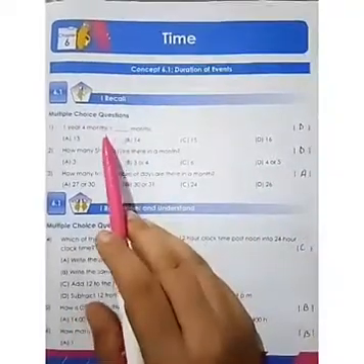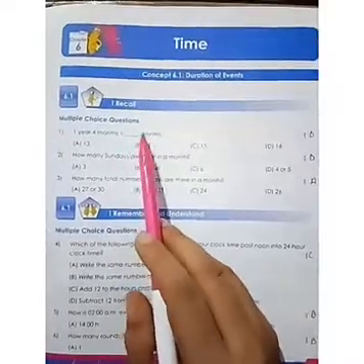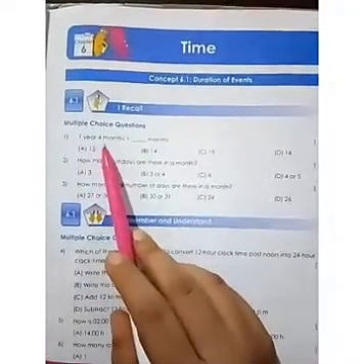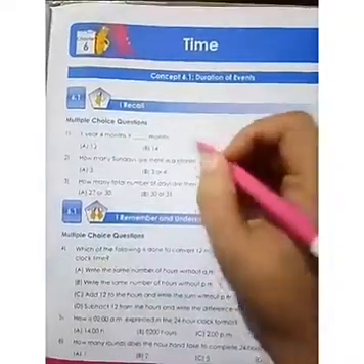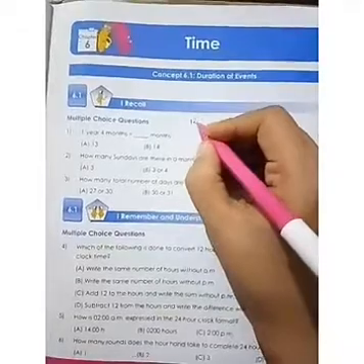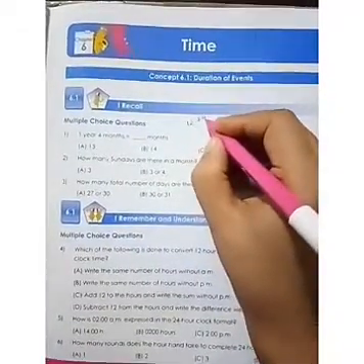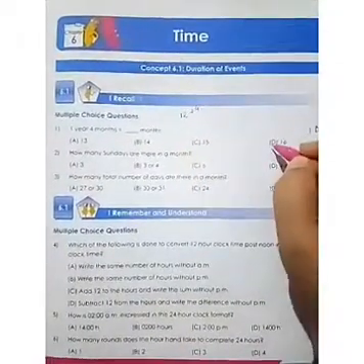So children, these are the questions from the chapter time in the workbook. Let us start the question. The first question is given here. 1 year 4 months equal to how many months? So 1 year we know how many months? 12 months, and along with 12 months how many months are there? 4 is there. So what will be the answer? The answer is 12 plus 4 equals 16.